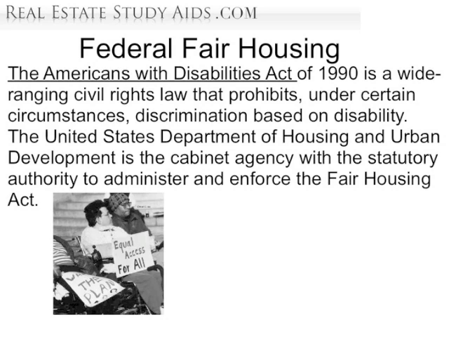In 1974, sex was added to the list of protected classes, and in 1988, disability and family status were added. The Americans with Disabilities Act of 1990 is a wide-ranging civil rights law that prohibits, under certain circumstances, discrimination based on disability. The United States Department of Housing and Urban Development is the cabinet agency with the statutory authority to administer and enforce the Fair Housing Act.